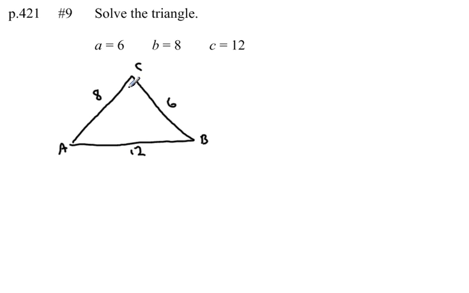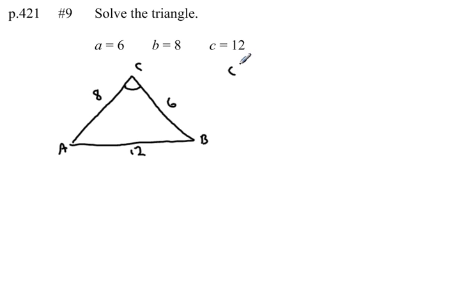Notice we don't know any angles, so we can't use the law of sines. The law of sines we can only use if we know an angle and the opposite side. So we're going to have to use the law of cosines here. Well, to use the law of cosines, we could solve for any of these angles. I'm going to choose to solve for the biggest angle first. Right here, angle C.